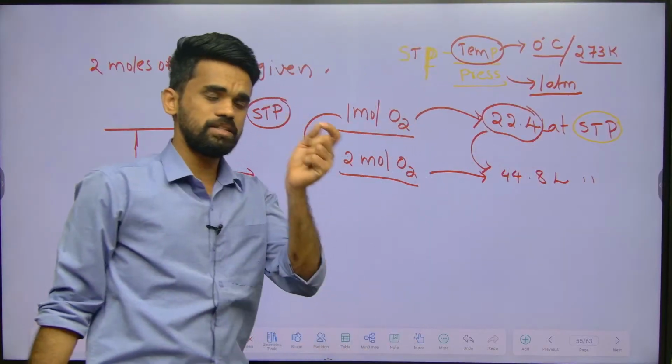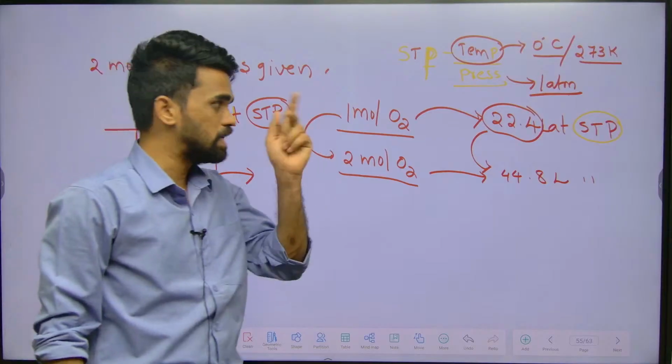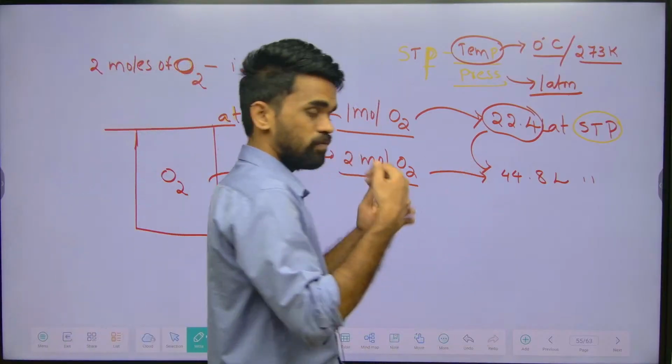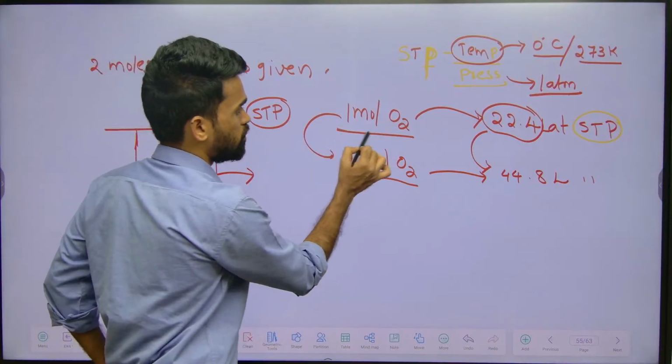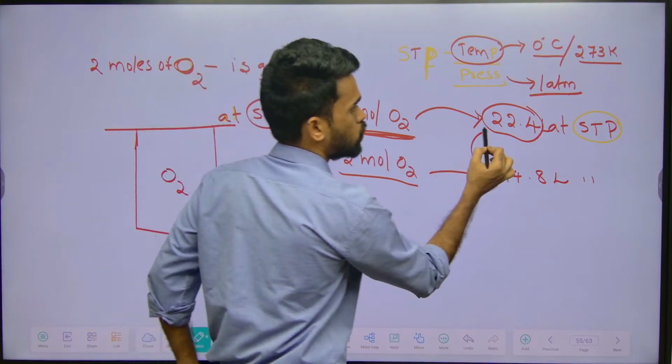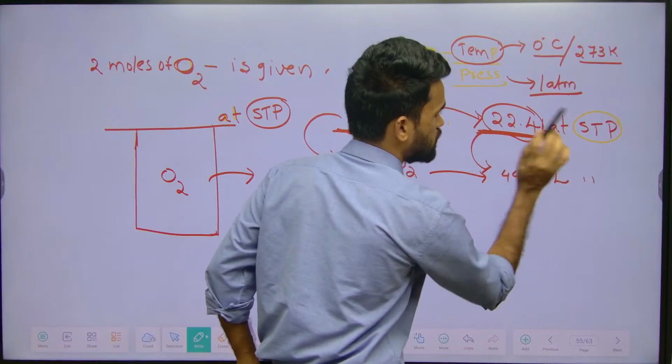There is a small difference, we will discuss it in the mole concept again when we start the 11th class topic. But now you remember, 1 mole of any gas occupies how much volume? 22.4 liters at this condition.